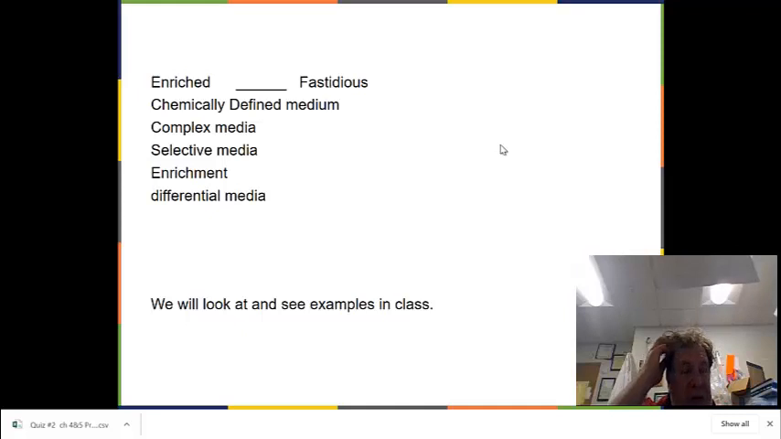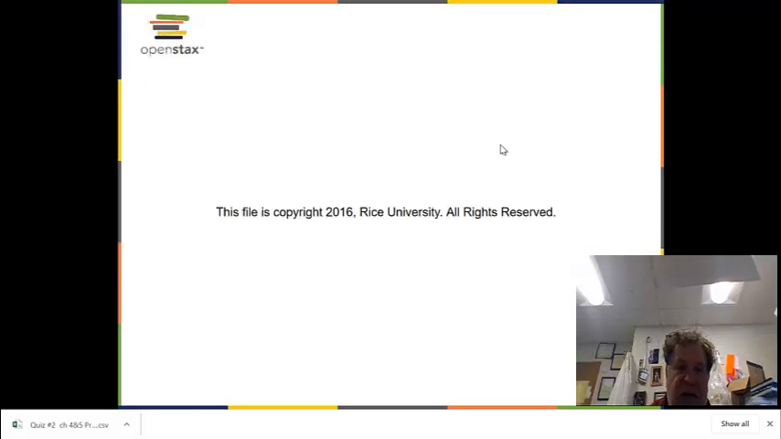What we call differential media is where one bacterium is able to grow where another is not. So if you had a bacterium that was not able to use glucose, and you put glucose in the media as the carbon source, it wouldn't be able to grow.